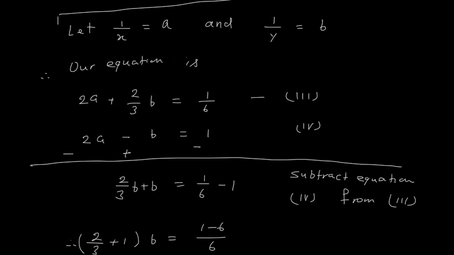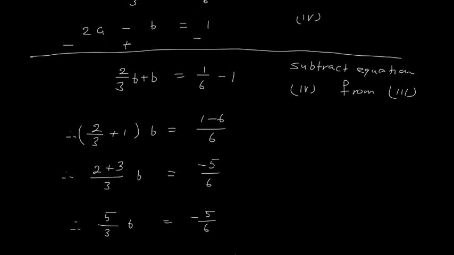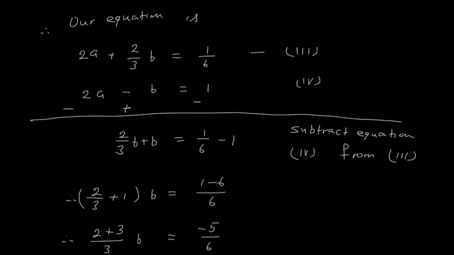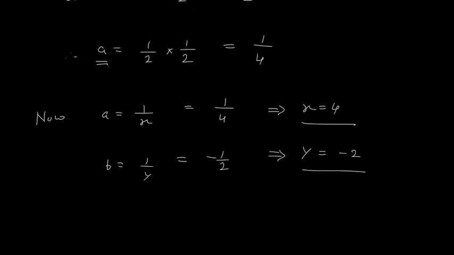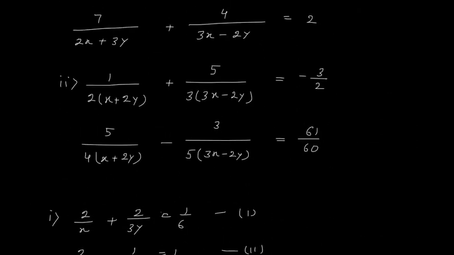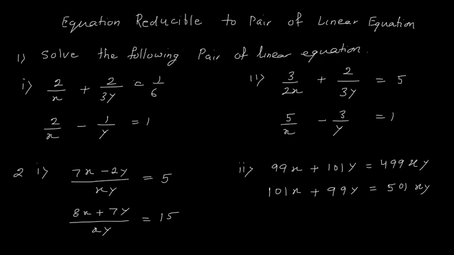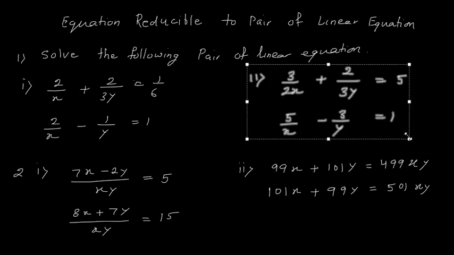Now these two equations are linear equations. Now you have three different methods. You have the substitution method, the elimination method, and the cross multiplication method. So it is your choice. Whatever method you find easy, you can use and solve for a and b. Once you get the values of a and b, you can resubstitute a as 1 upon x and b as 1 upon y and get the values for x and y, right? So this is what is meant by equations reducible to linear equations. Okay, now this second problem you can try yourself.